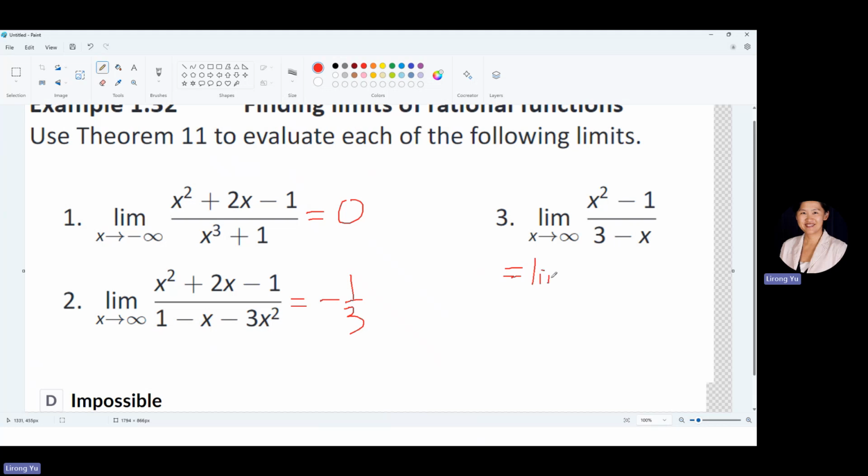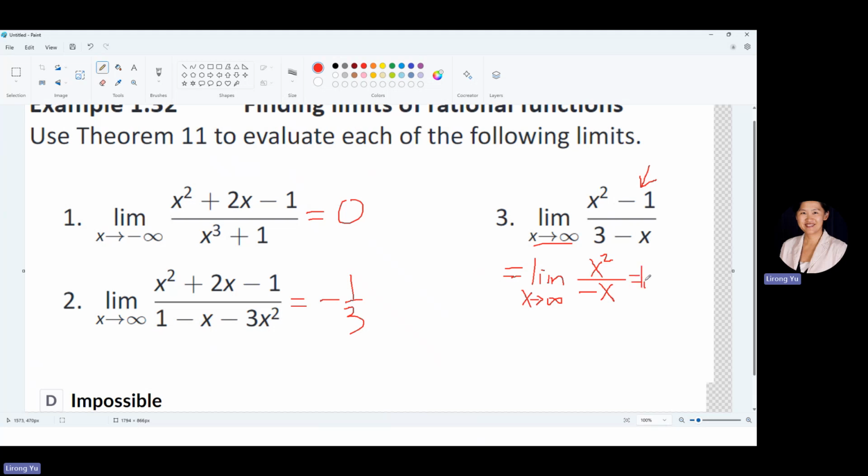So the limit equals, remember, the finite terms compared to infinity are negligible. So we are only concerned with the terms that have the highest degree. The numerator's highest degree is x squared. The denominator's highest degree is negative x. Right, and then we can start to cancel the common factor.